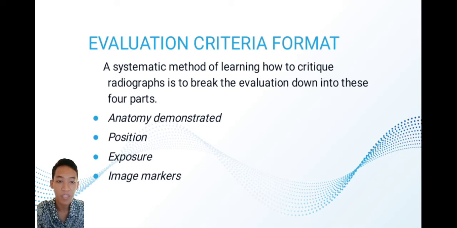Okay, and the next part is exposure. Exposure describes how exposure factors or techniques like kV, mA, and time can be evaluated for optimum exposure for that body part. No motion is a first priority, and a description of how the presence or absence of motion can be determined is listed.